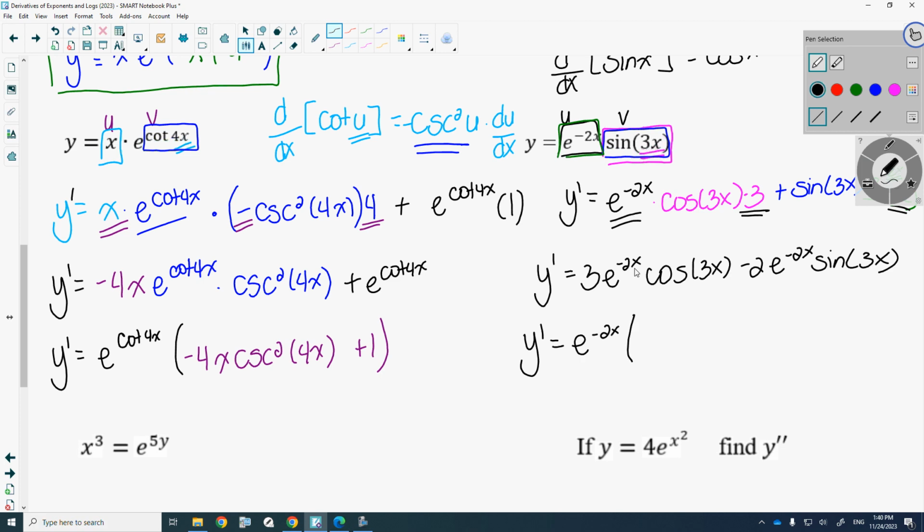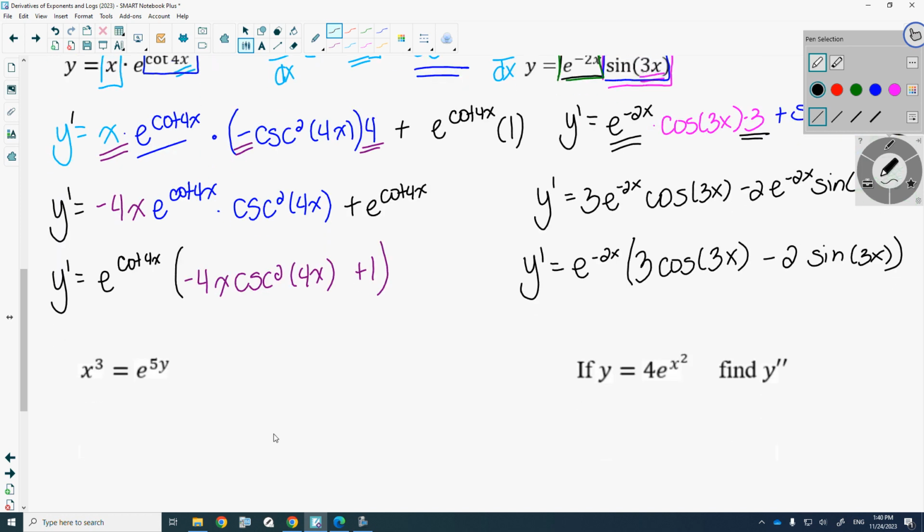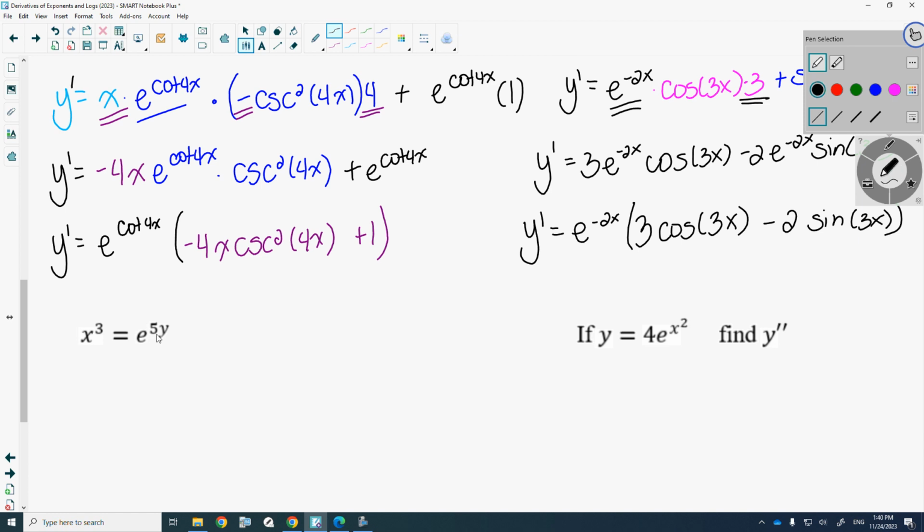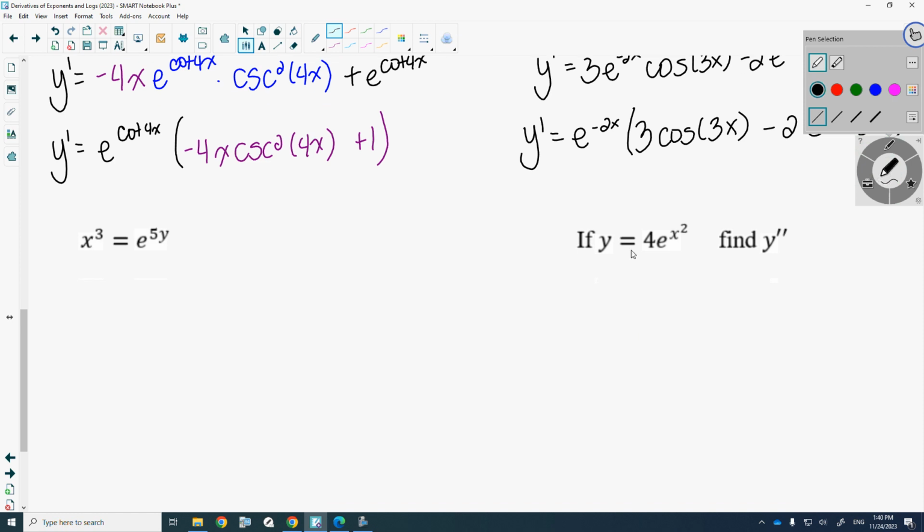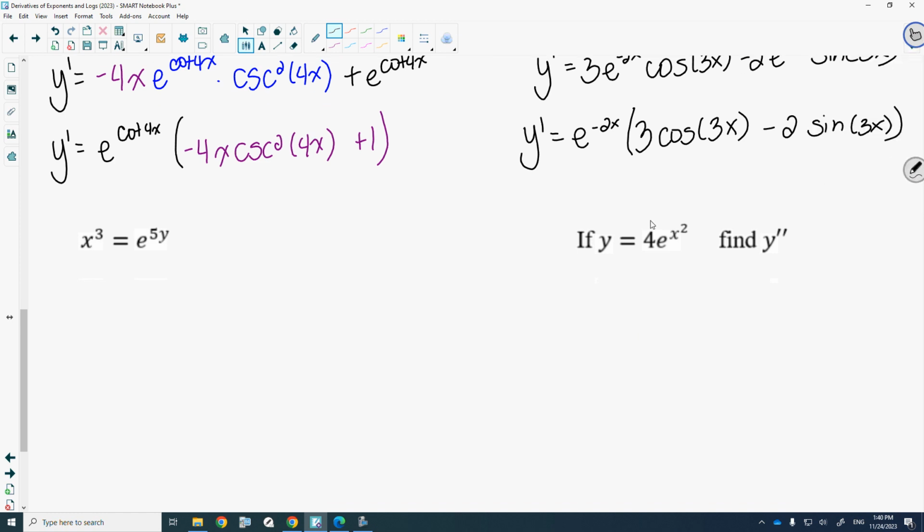And what I would be left with is 3 cosine of 3x minus 2 sine of 3x. Before we do this question, which is going to involve implicit differentiation because we're going to be taking the derivative of y, let's do this one, which is finding the second derivative.